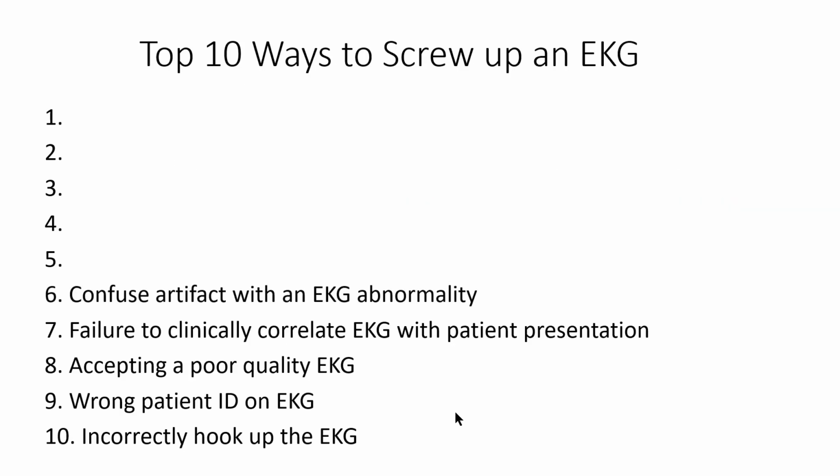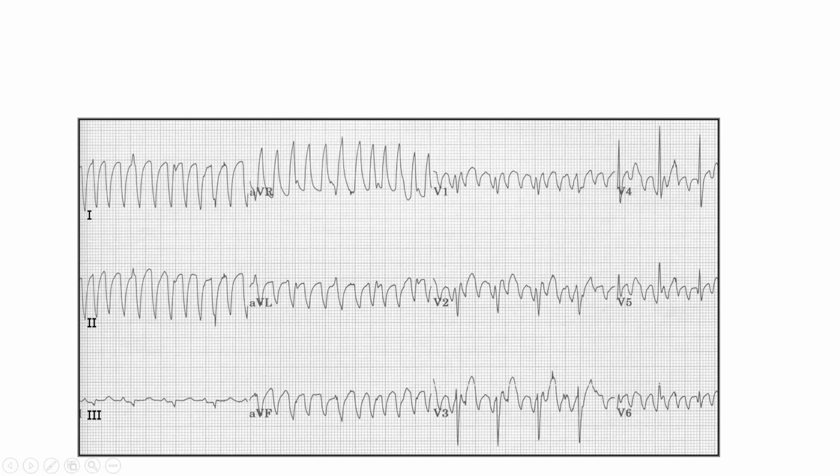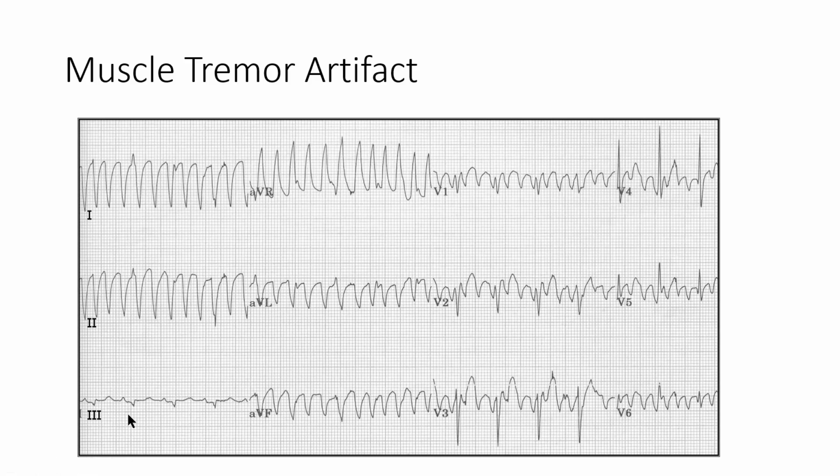Next up is confusing artifact with an EKG abnormality. You can see here in lead 1, if you know anything about arrhythmia interpretation, this is going to look strangely like ventricular tachycardia. At this point, we would assess the patient, and if the patient is alert and oriented and their vital signs are stable, we would probably notice that in lead 3, there is a normal complex, and what's happening here is some muscle tremor artifact. So just make sure that anytime you see something weird on the EKG, you look for a clinical or some other kind of artifactual correlation to help explain it.